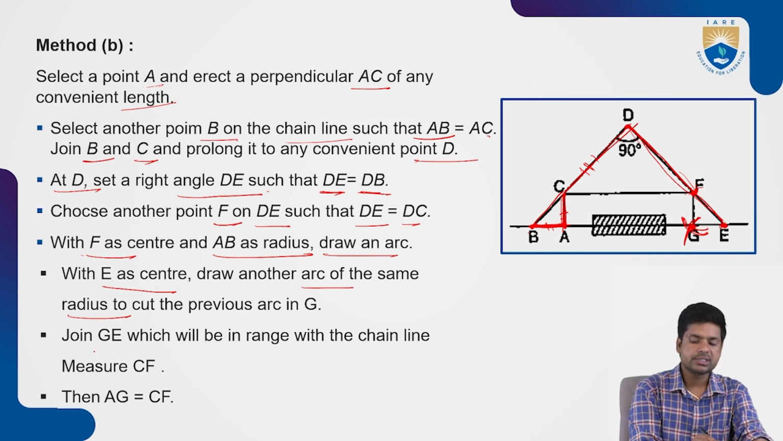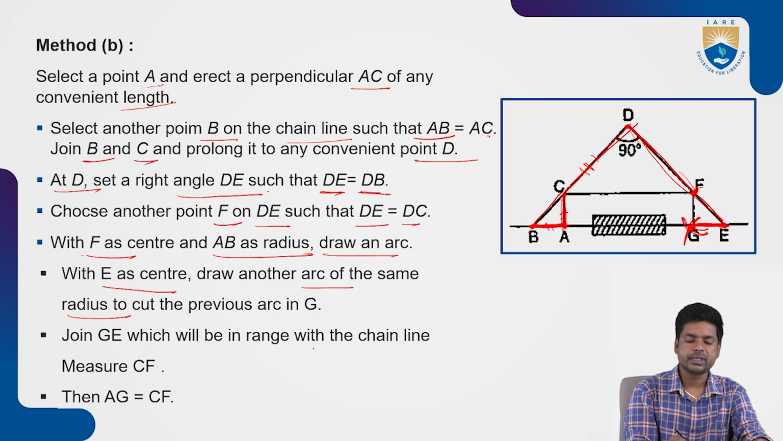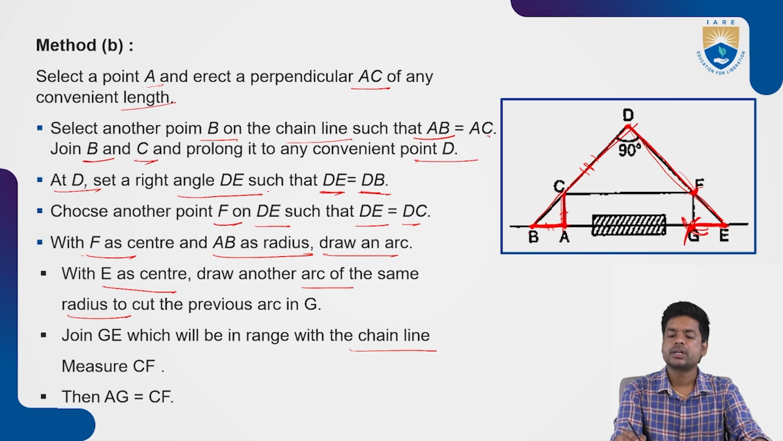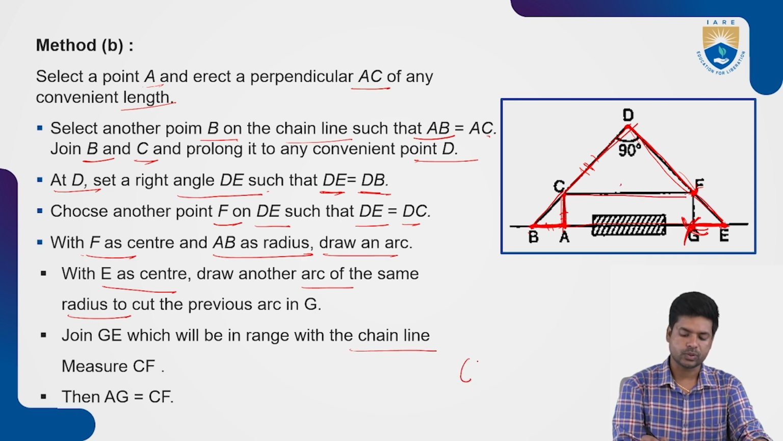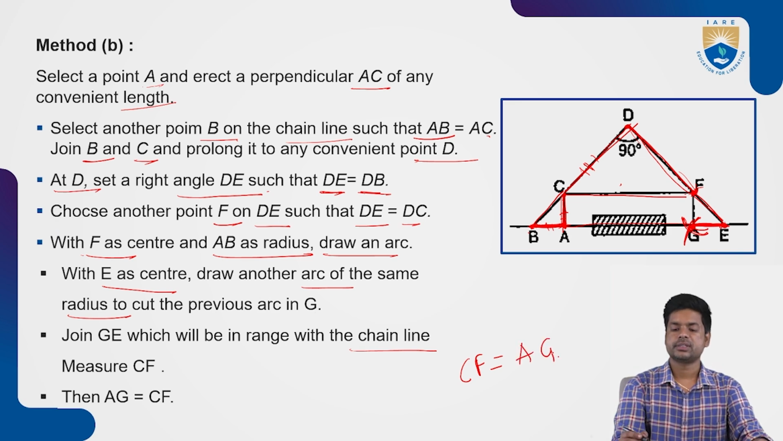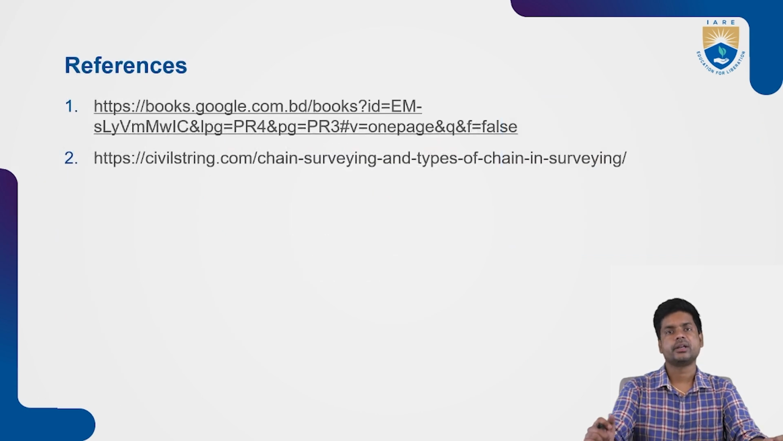Now join GE. These two points G and E will be in range with the chain line. Now measure the distance of CF. After establishing the point G, this length CF will be equal to the length AG. This is how we find out the length of the line AG whenever chaining and ranging is not possible.